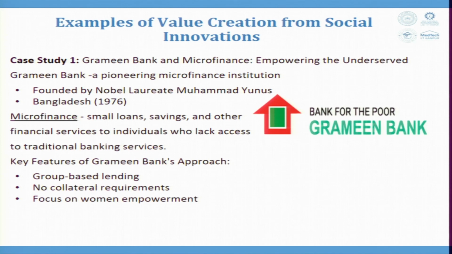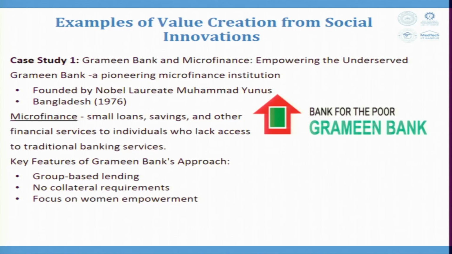So, case study 1 is Grameen Bank and microfinance, which I have already asked you to go through and make assignments on. So, you would have read many of the literatures on it. This Grameen Bank and microfinance is empowering underserved communities of people. The Grameen Bank is a pioneering microfinance institution which was founded by Nobel laureate Muhammad Yunus in Bangladesh in 1976, almost 50 years ago. Microfinance means small loans, savings and other financial services to individuals who lack access to traditional banking services. They try to give loans.